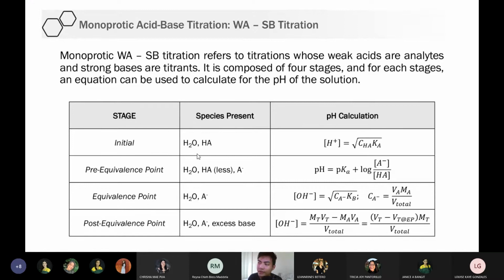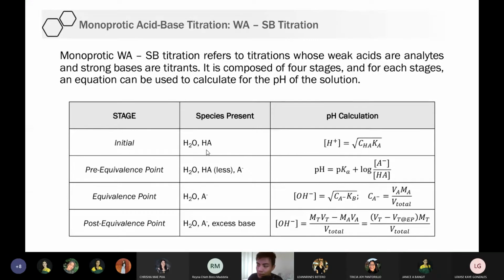Okay? So, let's start. So initially, since ang ating analyte ay weak acid, that means in our solution or in our Erlenmeyer flask, we only have water and the HA, the weak acid HA. So, of the two species, sino ang magko-contribute sa pH ng solution? The weak acid. Okay? Because the weak acid is stronger than the water. So, mas strong ang weak acid kaysa sa water. So, that means the pH of the solution is reliant on your acid strength.